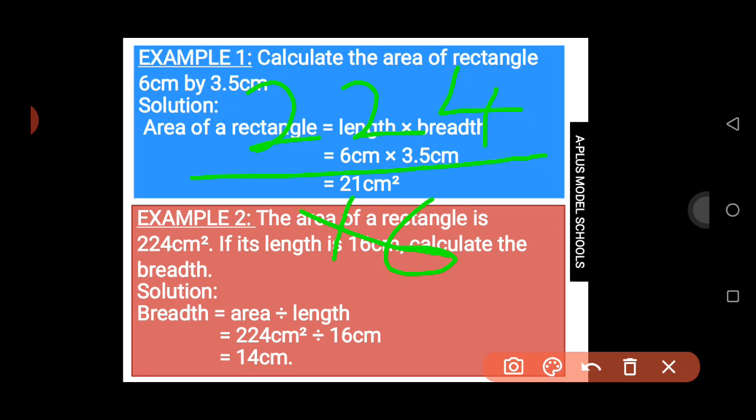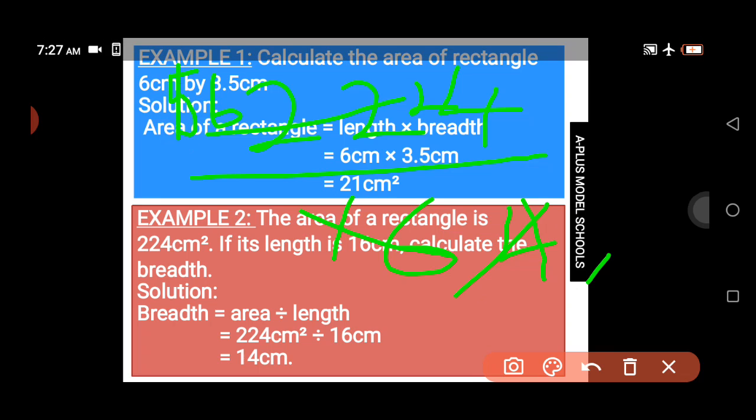So 4 will go in 16, 4, the same number. Whatever you use to divide the denominator is what you are going to use to divide the numerator. So 4 will go in 22, that is 5, which is 20, remaining 2. So 4 in 24, that is 6. So I have 56.